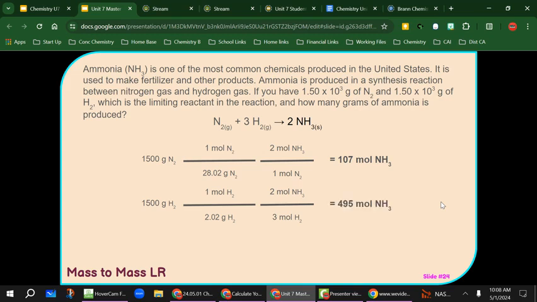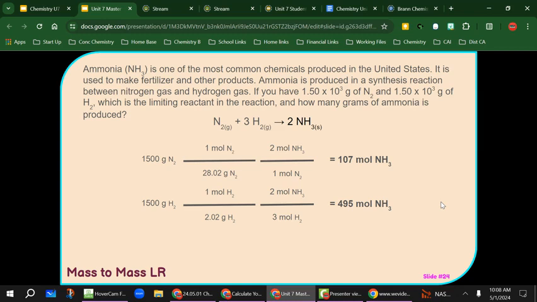Stop the reaction there. So we're doing what we've been doing, like mass to mass or whatever? For both. Yep, for both of them. And then for the same product. We're going to the same product, yes.